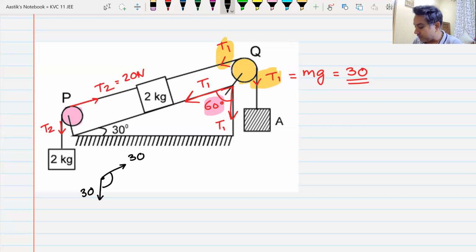120, sir. Correct, sir. 120 degrees is the angle. You can see it clearly. T2 goes like this and T2 goes like this. This total angle has to be 120 degrees. So now you can put it in the formula.